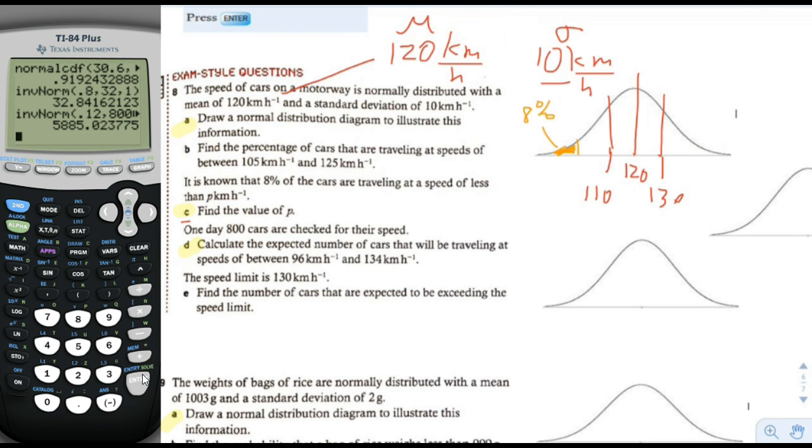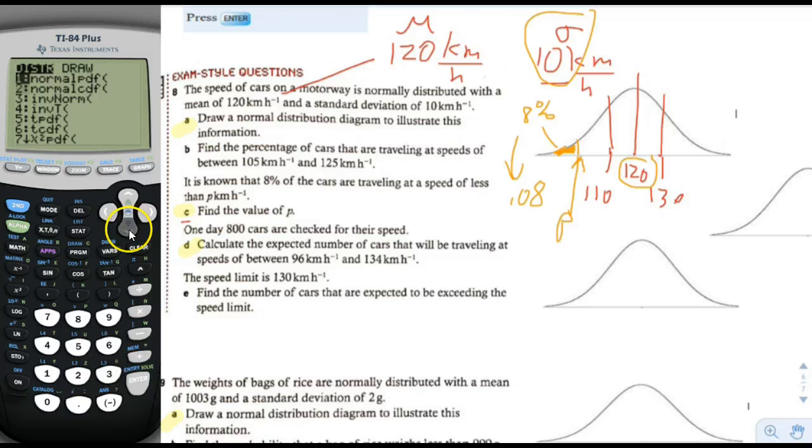Okay, so we know that's 8%, also known as 0.08. And we know that the mean is 120, and we know that the sigma is 10. And now if we put these three numbers in the calculator, it can tell us what this value is, which here they call P. So what is P? Well, the calculator can tell us.